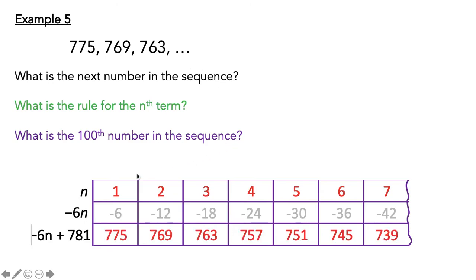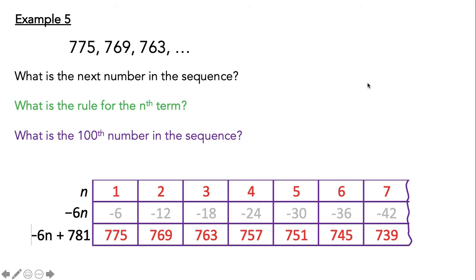So the number we need to add on this occasion is 781. So obviously you need to add the first one. If you add 6, it gets it up to 0, but then you need to add 775 to get it up to 775. So in total you're adding 781. So all of these you're adding 781 to get up to the number you want. And the rule is that the nth term is minus 6n plus 781.